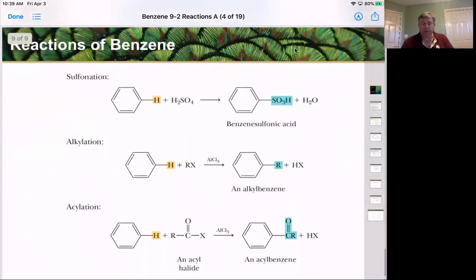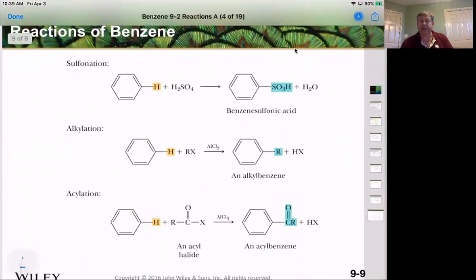Well, of course, we can do that with anything we can generate that cation on, or anything we have a partially positive charge on, we can do this with. So if we think about it, we can do this with sulfuric acid, where we're generating a positive charge on this sulfur. We can do it with a material of an alkyl halide, because remember, we can generate carbocations with alkyl halides as long as they're tertiary or secondary. And so we can get alkylation on the system.